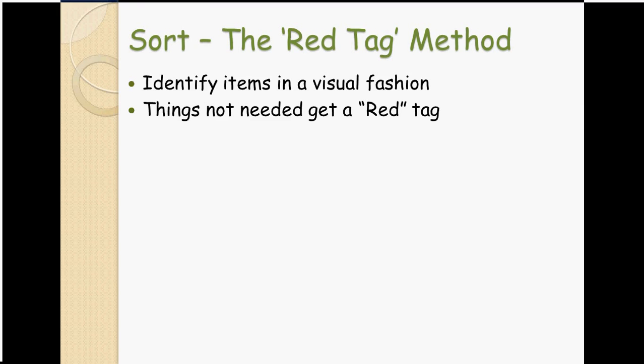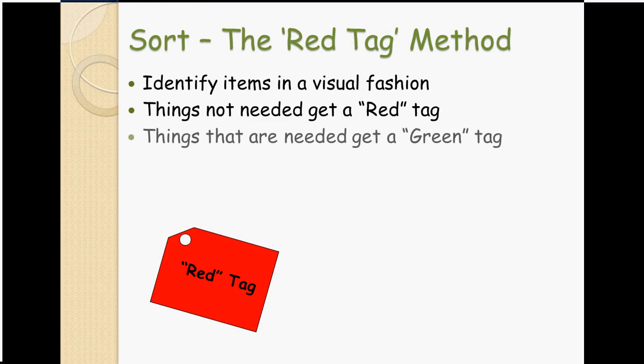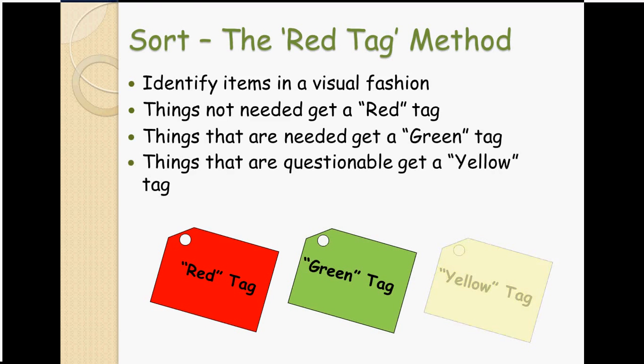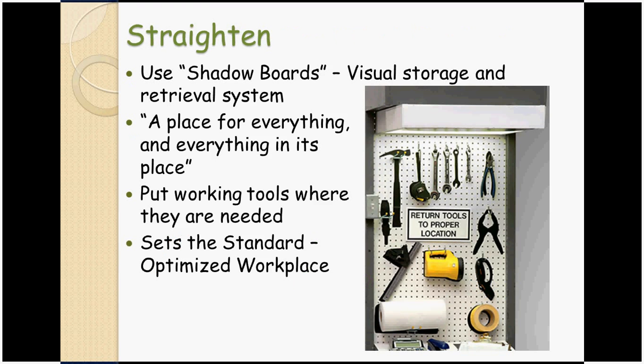We sort and identify all the workplace items in a visual fashion by using colored tags. Things not needed get a red tag. Things that are needed get a green tag. And things that are questionable get a yellow tag. Just think, if I touch it every day, then let's leave it right here on the workbench. And if I touch it, say, weekly, then we'll need to keep it nearby. This is going to help us consider alternate methods of storage.